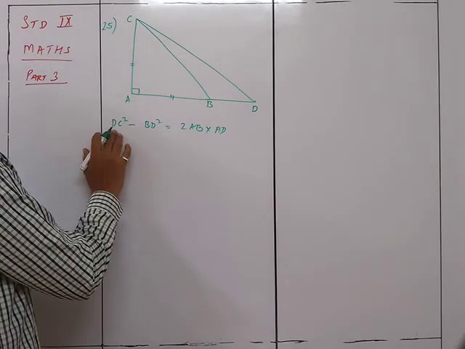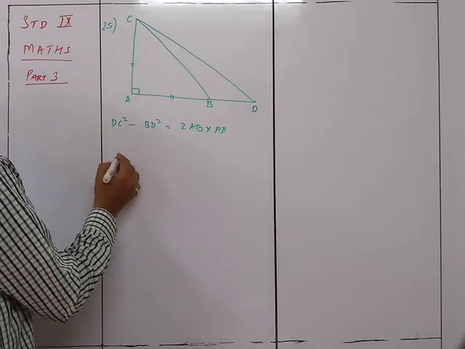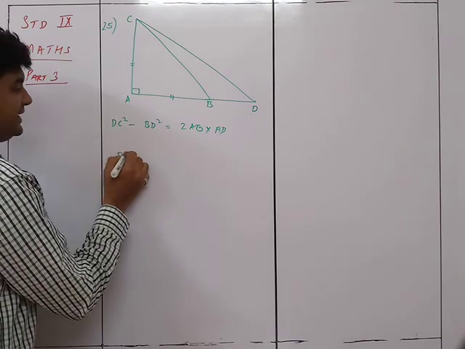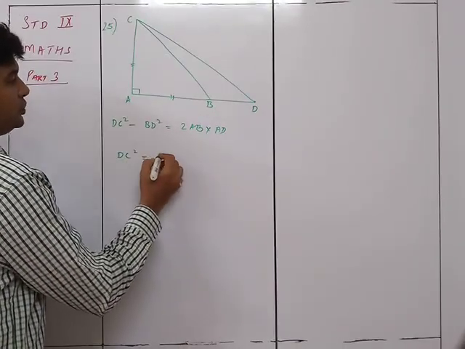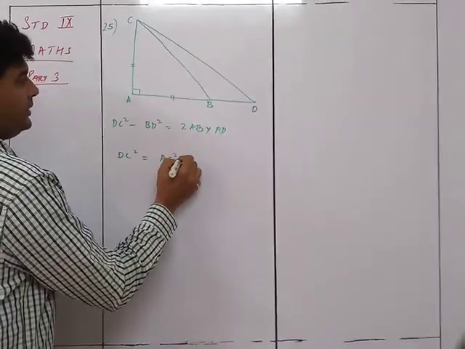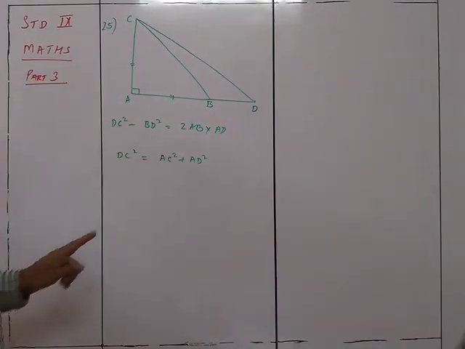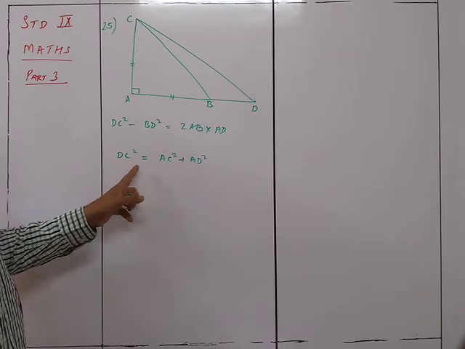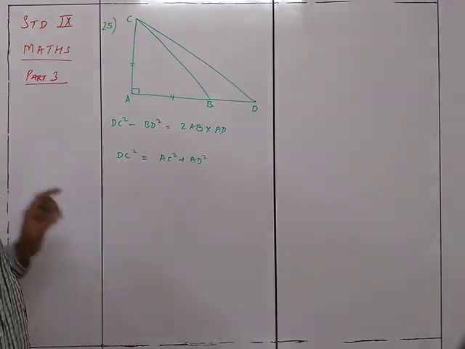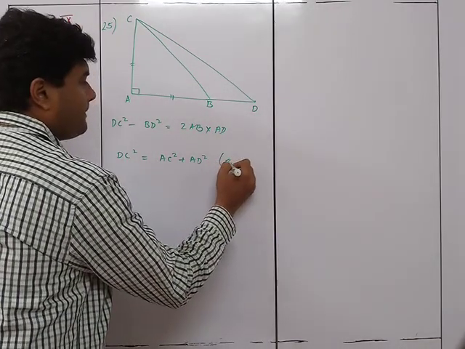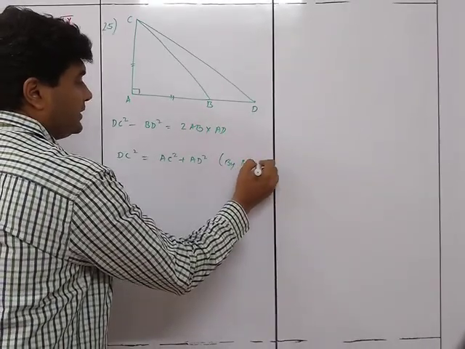First thing, let us find out what is DC. So DC square is equal to AC square plus AD square, by Pythagoras theorem.